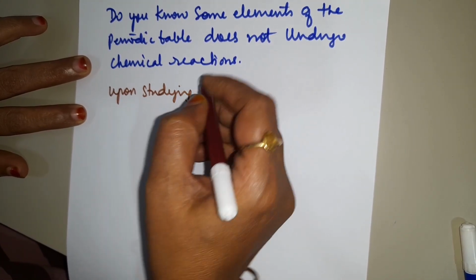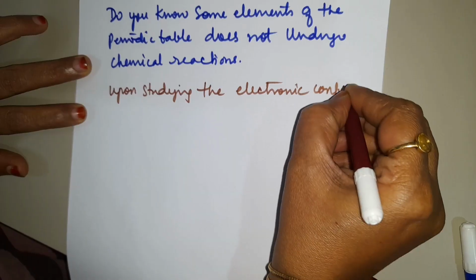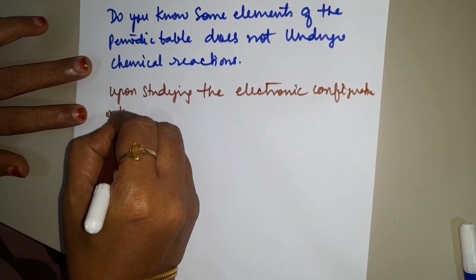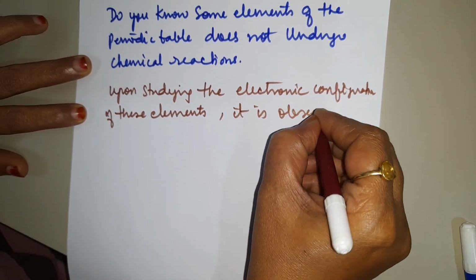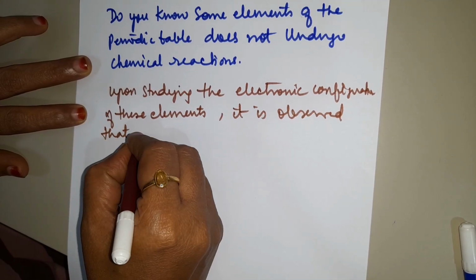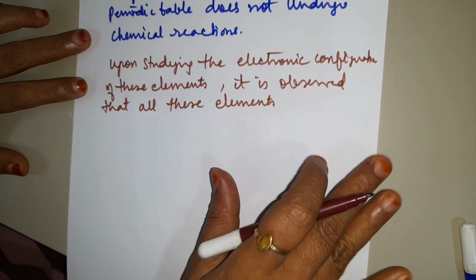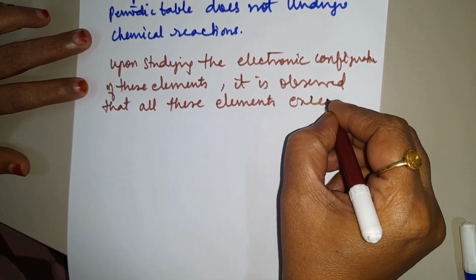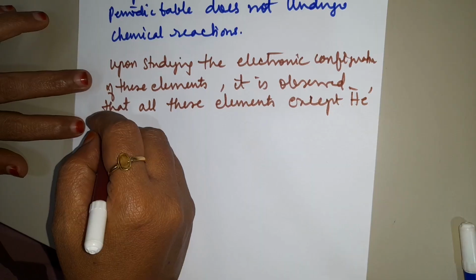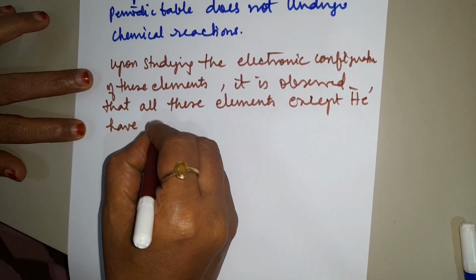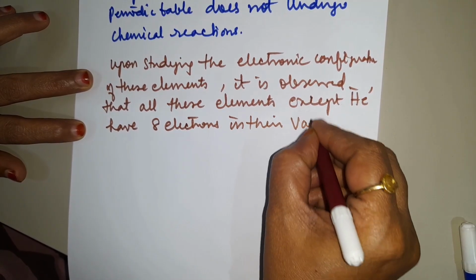Upon studying the electronic configuration of these elements, it is observed that all these elements, except helium, have 8 electrons in their valence shell.